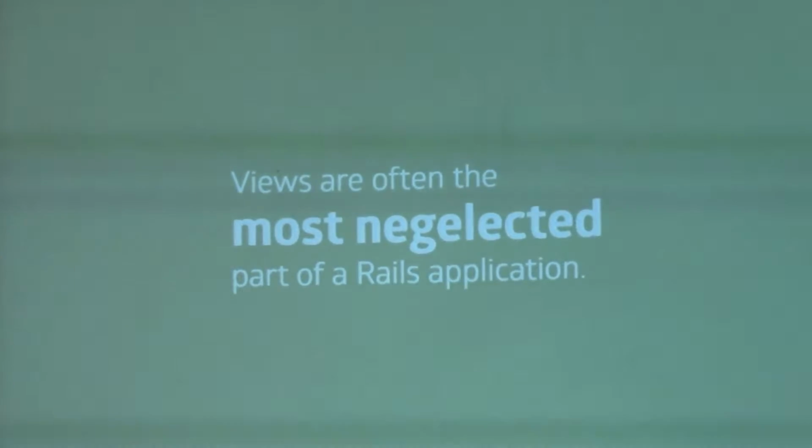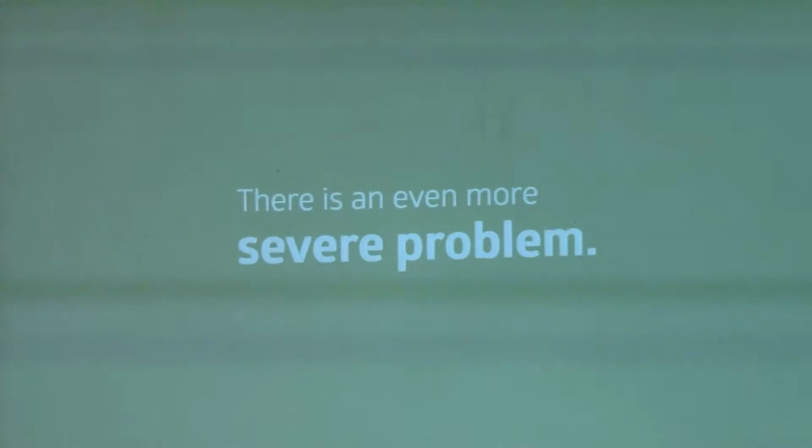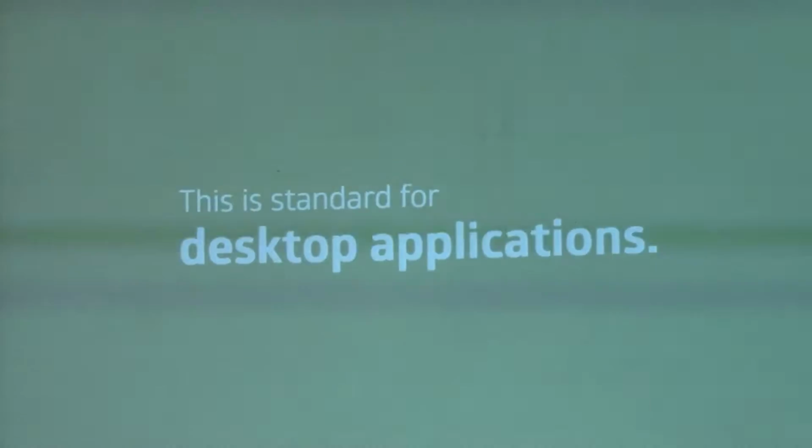And so views often end up having a lot of code duplication and not being as structured as our Rails code. And in general, code duplication seems to not concern us as much. But there's generally a more severe problem to the way we work with views in Rails applications, and that is that we often don't separate the concept and the representation of a view component. I'll go into detail what I exactly mean by that in a few minutes.